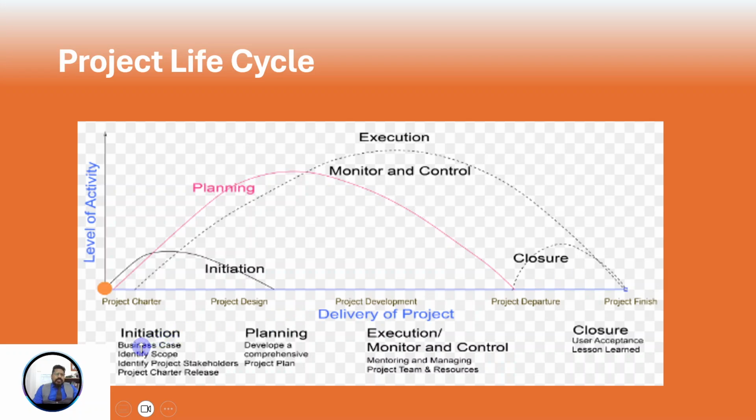In the initiation phase, you have the business case, needs assessment, feasibility study, project charter, and stakeholder register. In planning, you have to develop a comprehensive project plan. In execution, monitoring and controlling, you monitor and control the execution and you manage the project team and resources. In closure, you have user acceptance, sign-off on the project, and lessons learned.